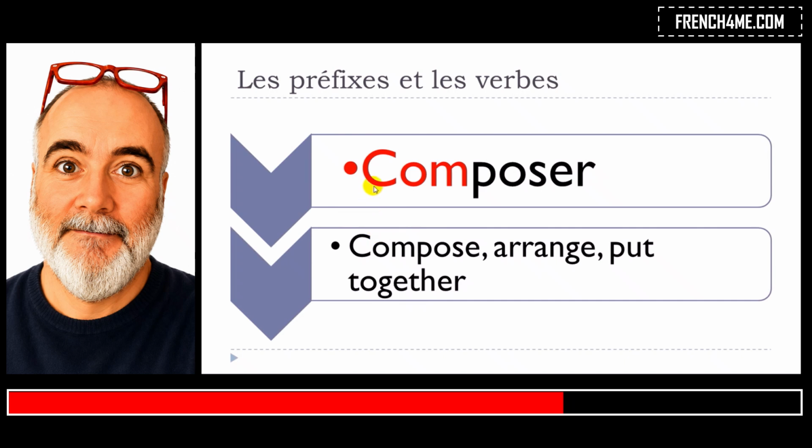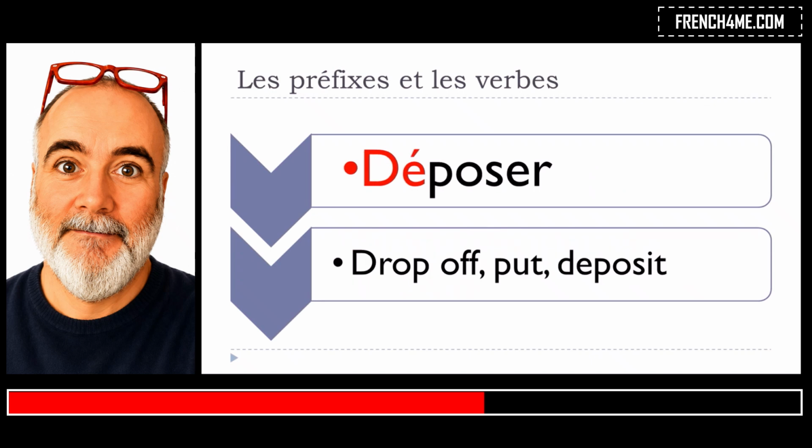So it's possible to add this com prefix, composer. Okay, composer. All right, and you've got here the translations of this verb. It's also possible to add the prefix d, accent aigu, d, and you get déposer. All right, déposer. And here you can find what it means in English.